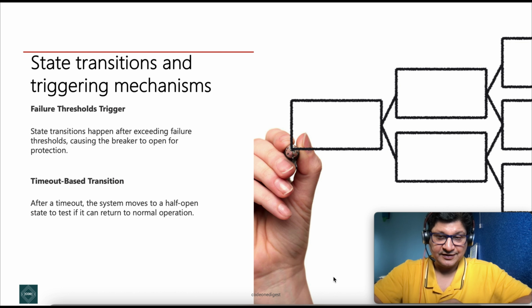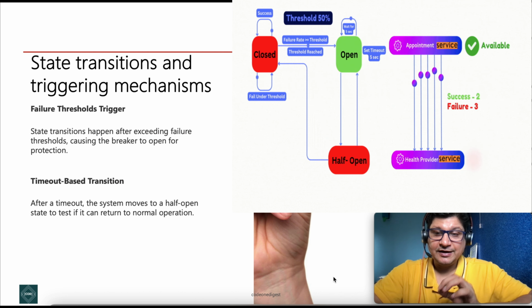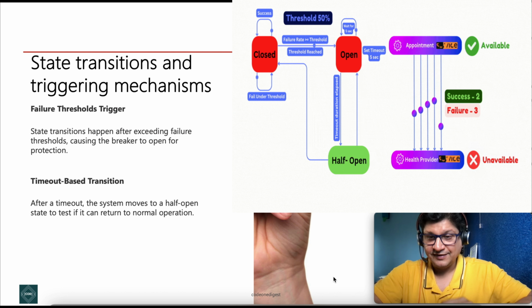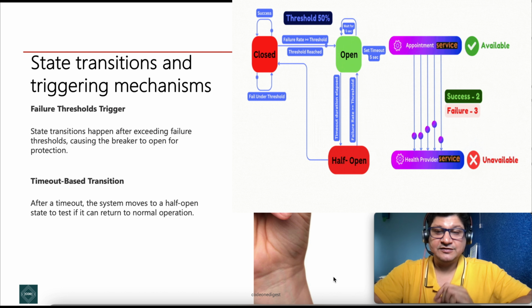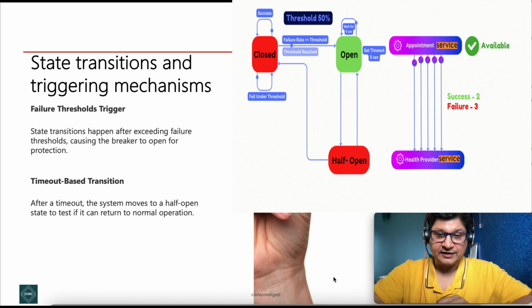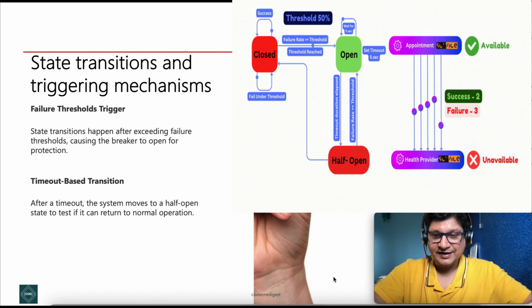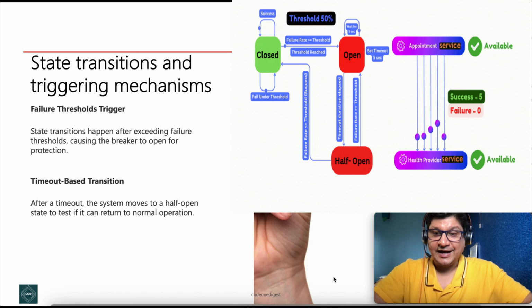Another configuration is the timeout. When the circuit is open, then it checks for this timeout configuration and waits for that amount of time. After that timeout, it moves into a half open state to test if it can return to normal operation. After timeout, it sends a limited number of requests to a failed service and checks if the services are up and running. If services are responding, then it closes the circuit and comes back into a closed state. We'll understand this in a demo and in the architecture diagram.